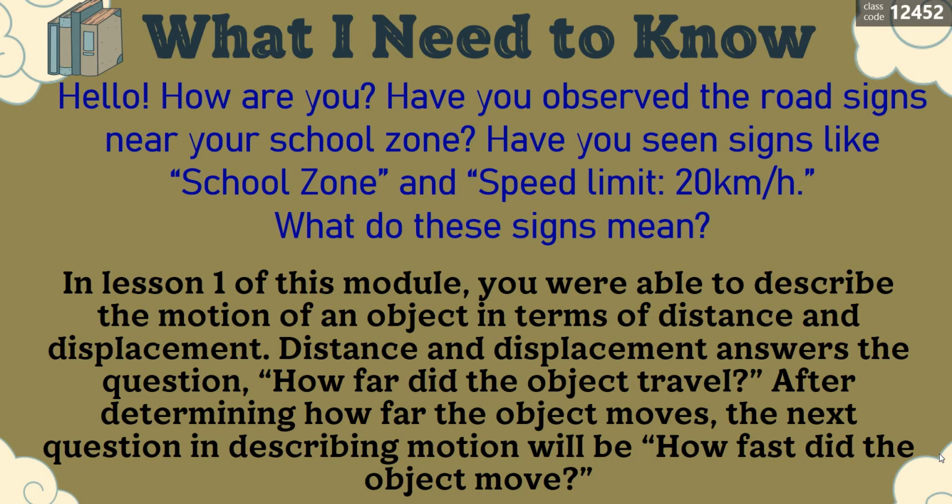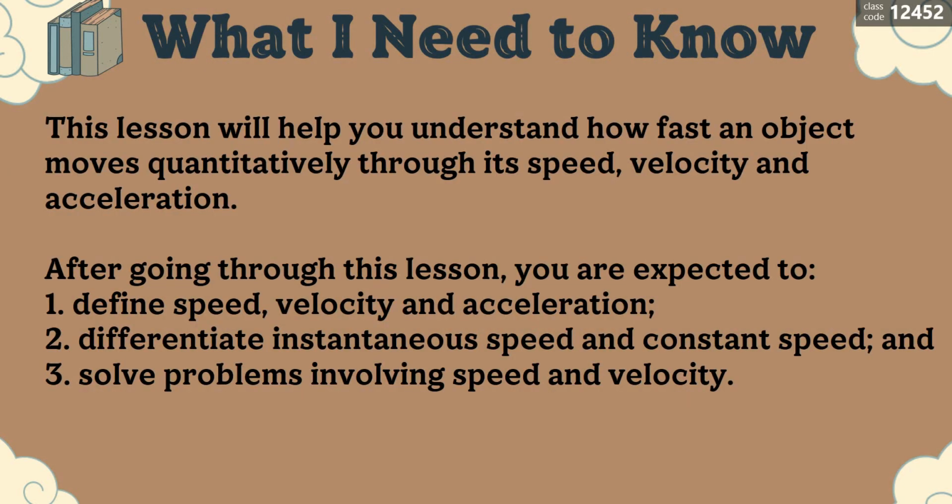In Lesson 1 of this module, you were able to describe the motion of an object in terms of distance and displacement. Distance and displacement answer the question, how far did the object travel? After determining how far the object moves, the next question in describing motion will be, how fast did the object move? So what I need to know. This lesson will help you understand how fast an object moves quantitatively through its speed, velocity, and acceleration.